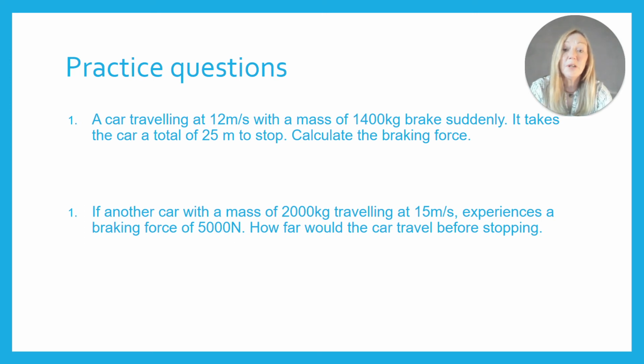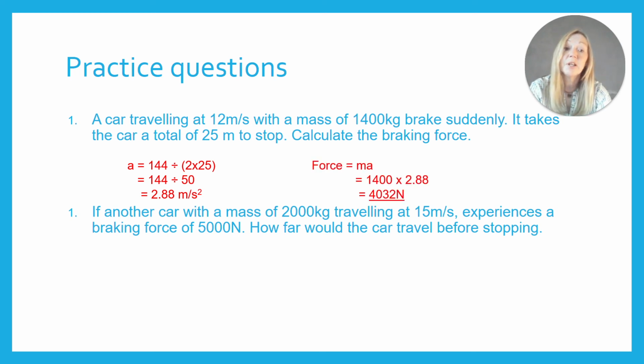So hopefully you realise that the first question was just a carbon copy of what we've just done. The first part of that question was to use v squared equals u squared plus 2as in order to calculate acceleration. Then take that acceleration and add it into the force equals mass times acceleration equation, and you should have come up with an answer of 4,032 newtons.